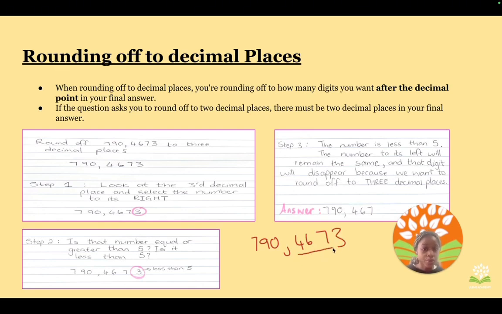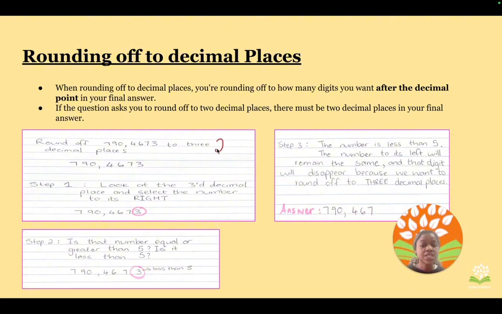All right? Now what we did was we looked at our 3rd decimal place. Then we looked to its right. Our number was 3. So it's 4 or less, meaning that the number to our left has to stay the same. Everything else will change to 0, but we don't have to write the 0 because we already need 3 decimal places and we have it. So that number becomes 790,467.